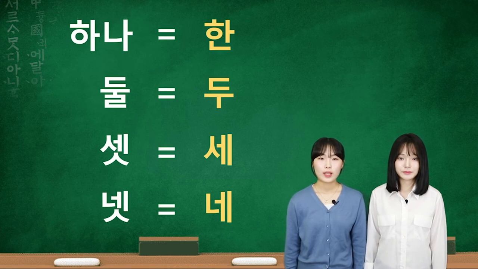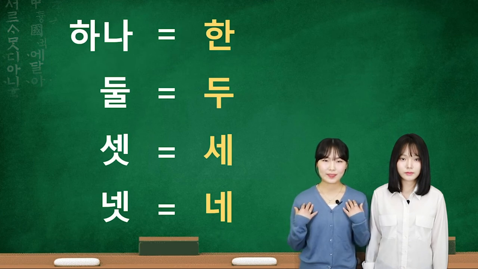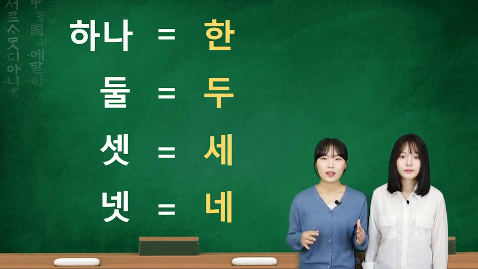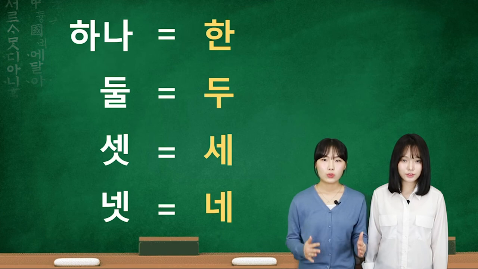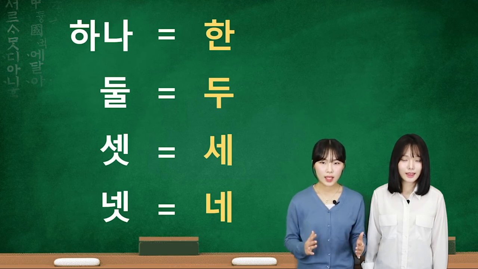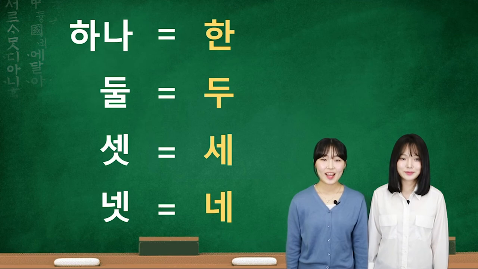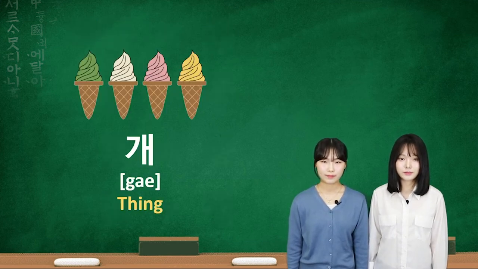You must memorize it because it is important. Then, let's do it one more time. Please repeat after me. 하나 한, 둘 두, 셋 세, 넷 네. Excellent. Now, let's learn how to use the number.